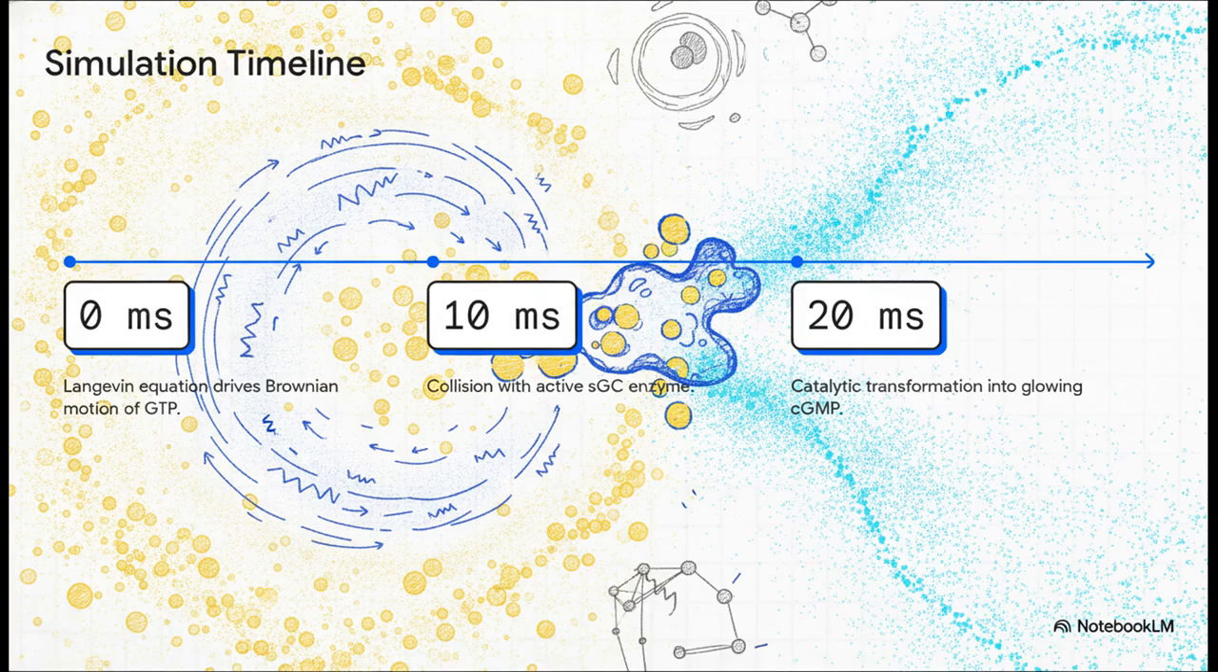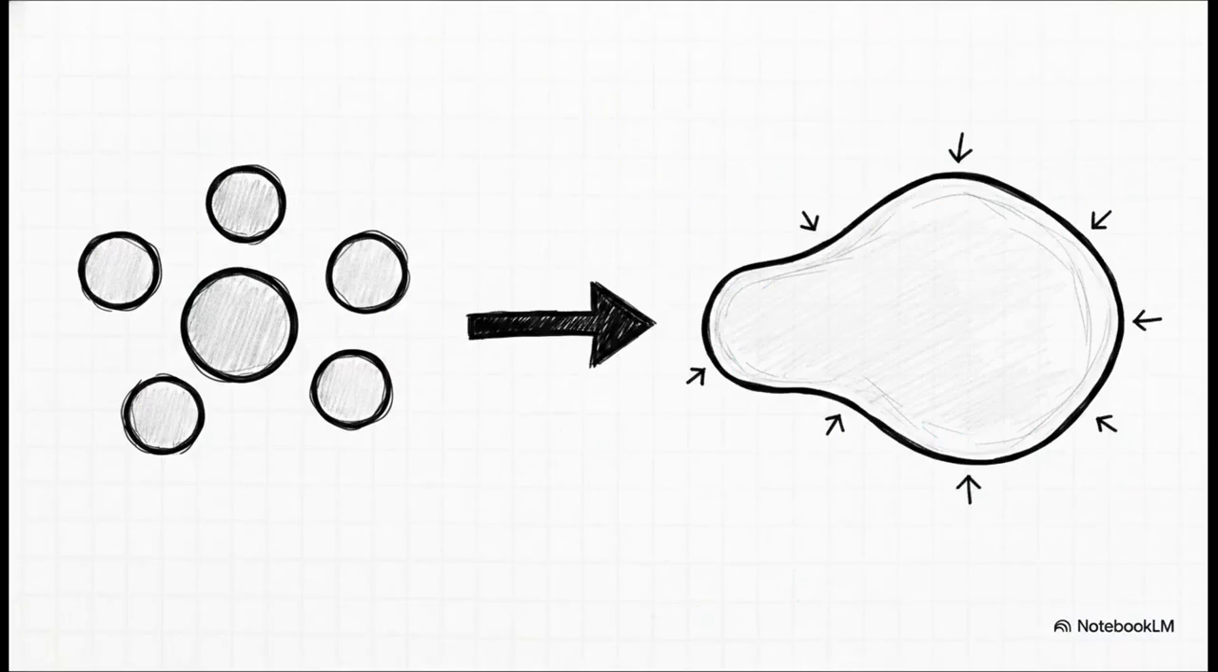Once the GTP randomly collides with the newly active sGC enzyme, boom, we trigger a real-time catalytic transformation. That particle instantly turns into our vibrant, cyan-glowing cGMP molecule. But we don't want these molecules to just look like hard, bouncy little spheres. They need to look like actual biological fluids.